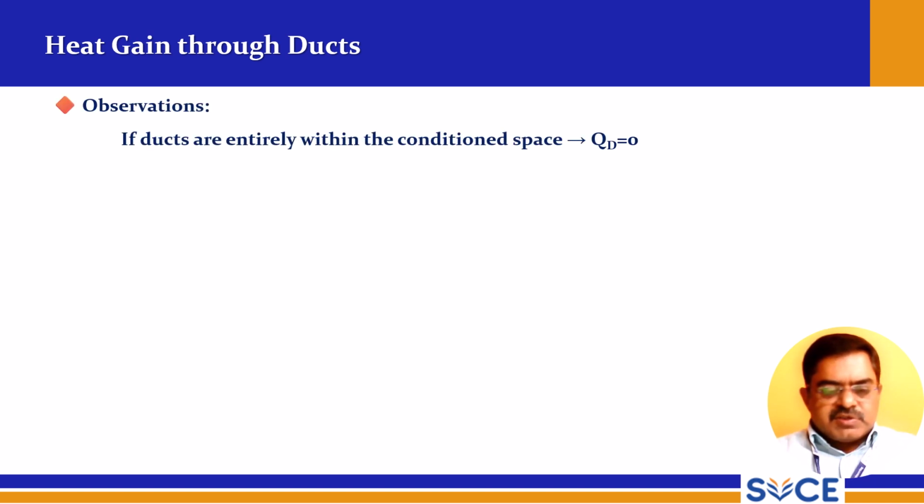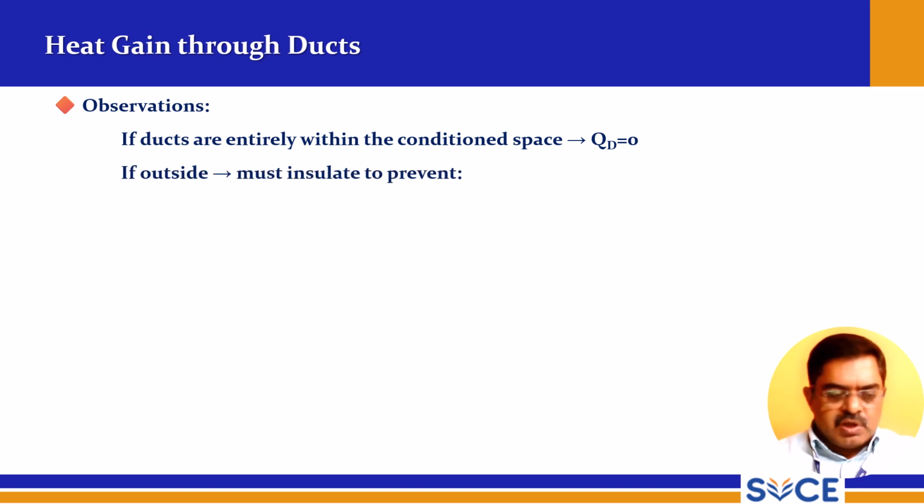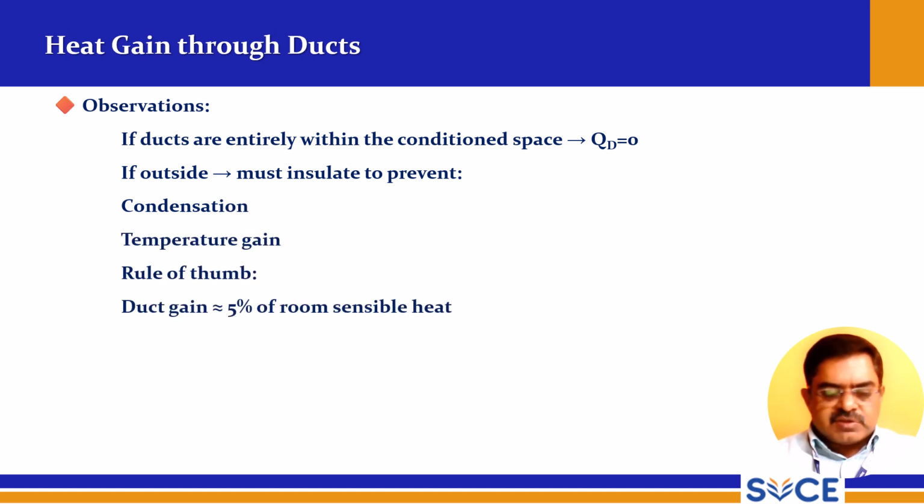So observations here: if ducts are entirely within the conditioned space, QD is normally 0. And if outside, they must be insulated to prevent condensation and temperature gain. So the rule of thumb is duct gain is 5% of room sensible heat.